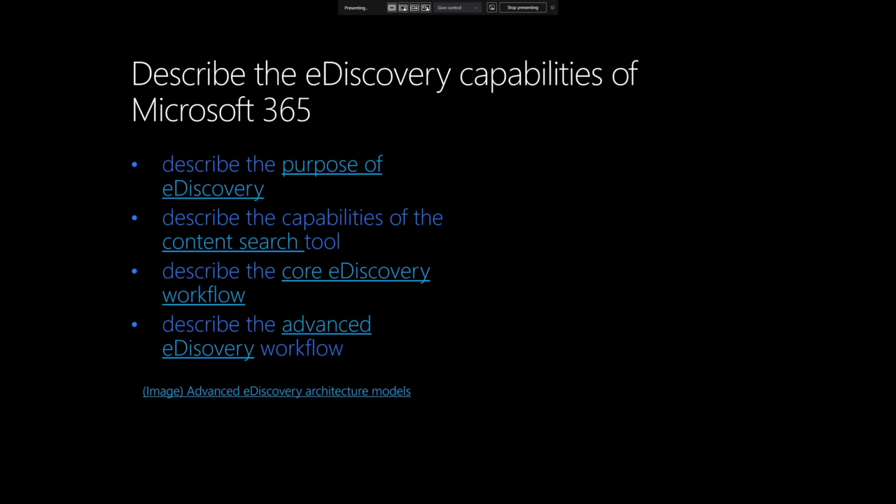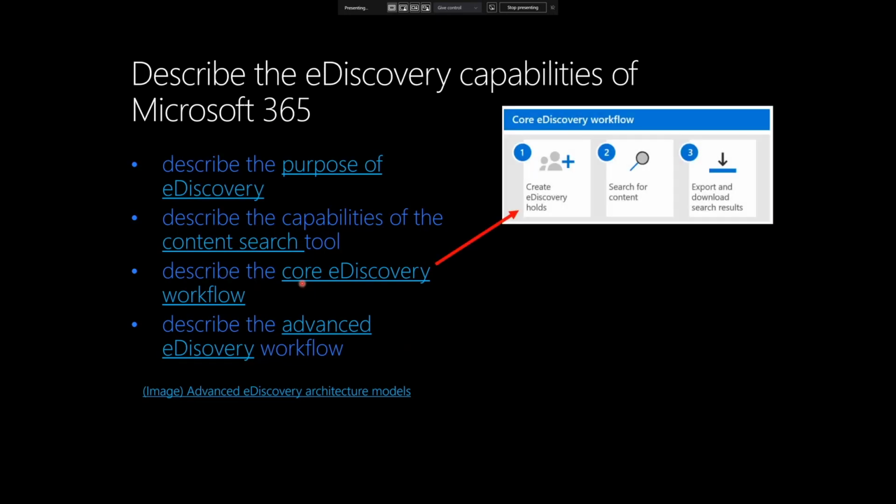Sometimes a company may become involved in litigation and they need to find data that can be used as evidence. And so e-discovery tools can be used to search for content across Microsoft 365 in your Exchange Online, Teams, SharePoint, Skype for Business, Yammer, in a variety of different repositories. You can search across mailboxes and SharePoint sites in a single e-discovery search by using the content search tool.